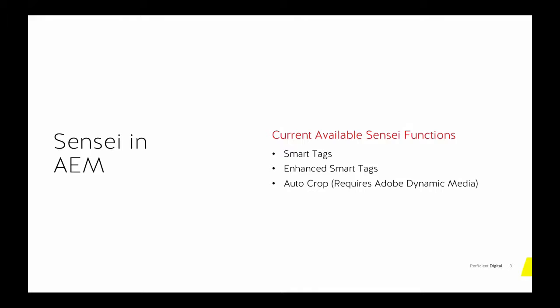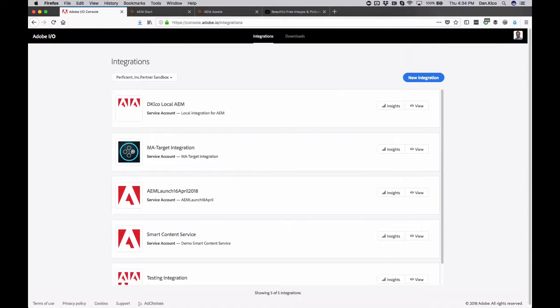They also talk about auto crop, and that's kind of interesting because it actually requires another product too, Adobe's Dynamic Media. For the demo here, I'm just going to show smart tags because it's really the simplest one to set up, and assuming that you have the licensing, it should take half an hour or less to get it configured on a local environment. It's actually pretty painless. So let's switch over to my browser.